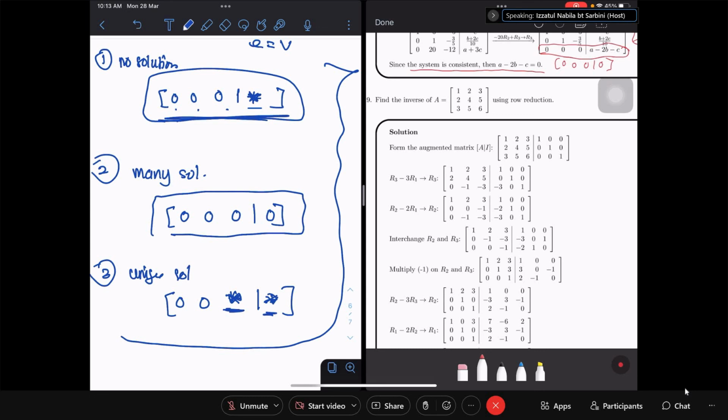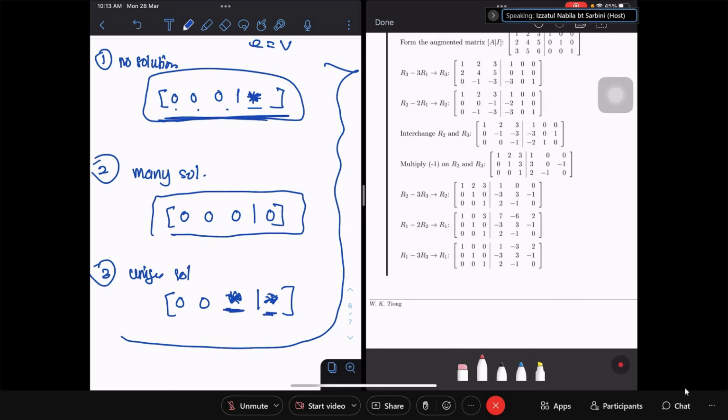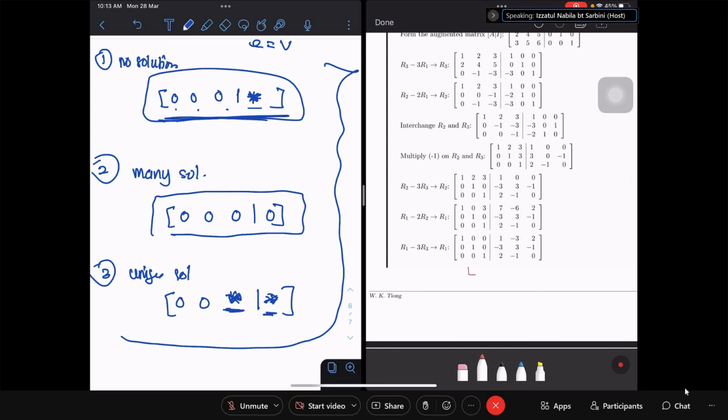So the step of finding the inverse using row reduction is: on your left side is your matrix, this is matrix A, and this is the identity. So always start with this. Matrix A on your left side, identity on your right side. And what you need to do is reduce these two, matrix A and identity, simultaneously, until your left side is your identity and your right side is your inverse.